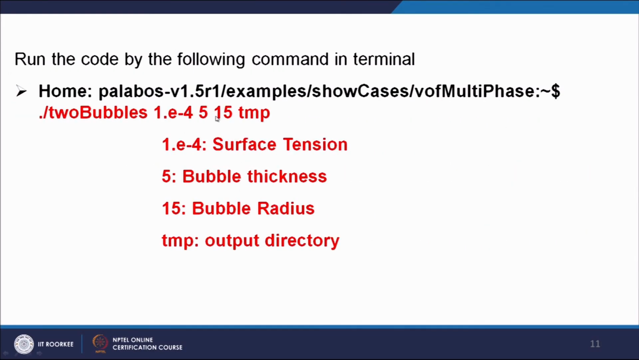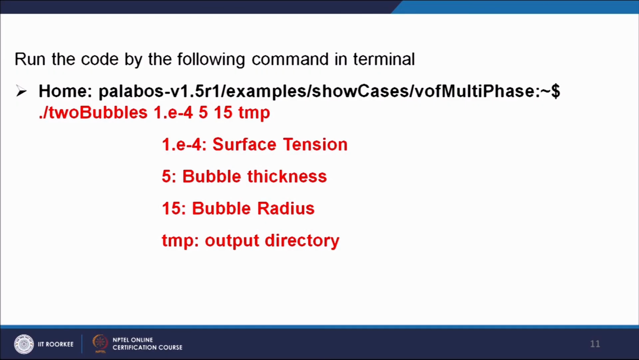executable file, you need to give a command like this: ./2 2 bubbles, that is the name of the CPP file, and then a few parameters. The first parameter is 1 into 10 to the power minus 4, which is the value of surface tension, then 5, which is the thickness of the interface around the bubble, and then 15, which is the radius of the bubbles which are colliding, and then TMP is the output directory where it will be writing the results.